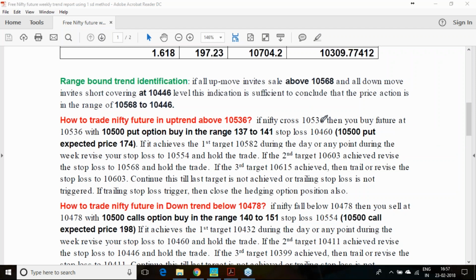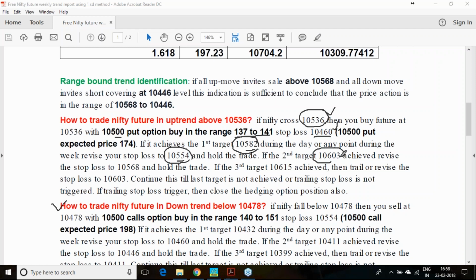So here, 10,536 uptrend, and if you are buying it, buy the 10,500 put option in the range of 137 to 141. If stop loss hits, come out from both the trades and initiate the selling side. If stop loss doesn't hit, the first target will be 10,582. Trail your stop loss to 10,554. For initial entry, 10,460 is your stop loss. Once first target hits, trail your stop loss to 10,554.